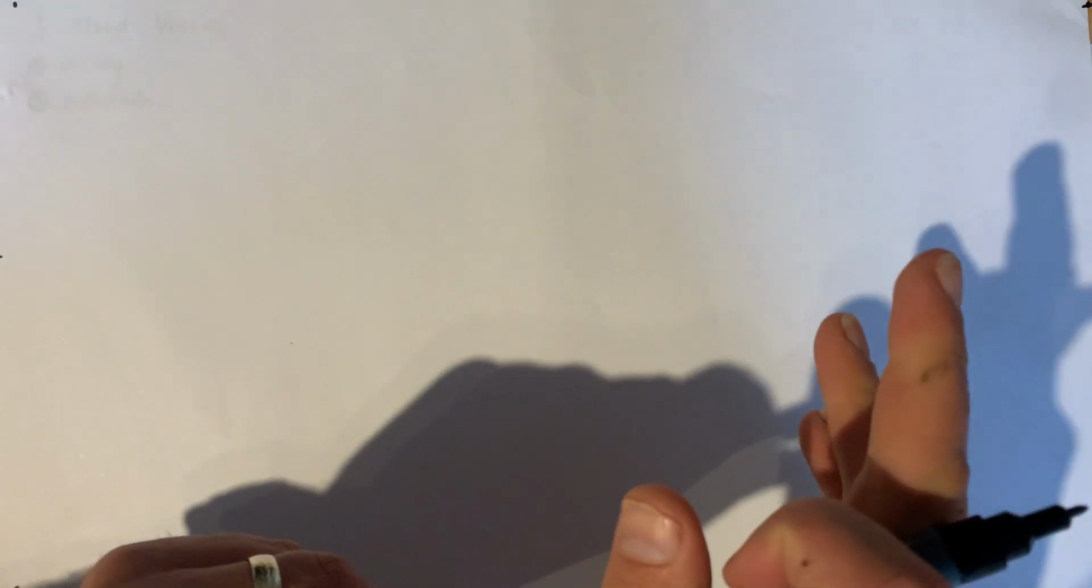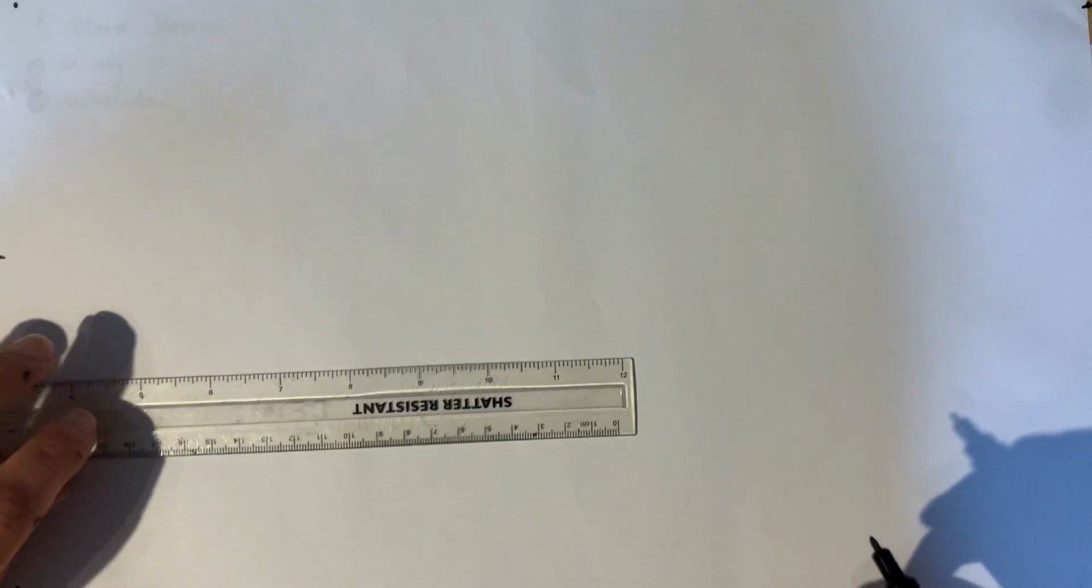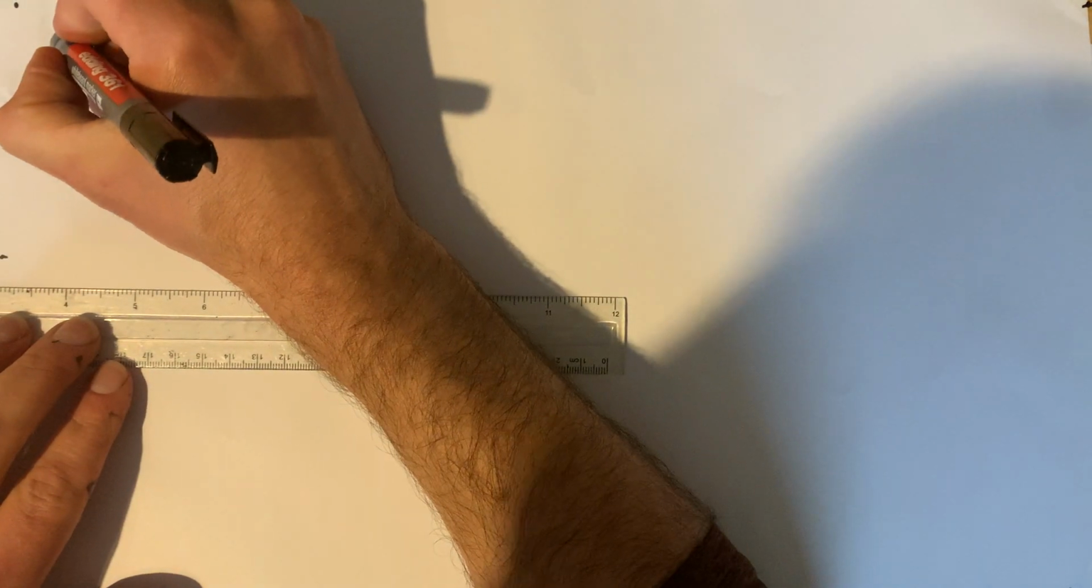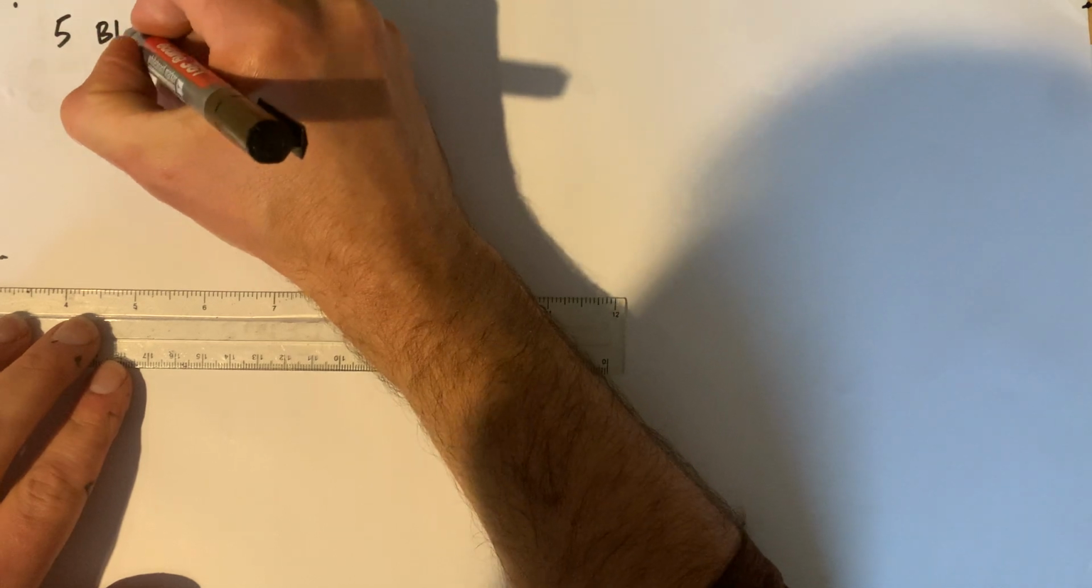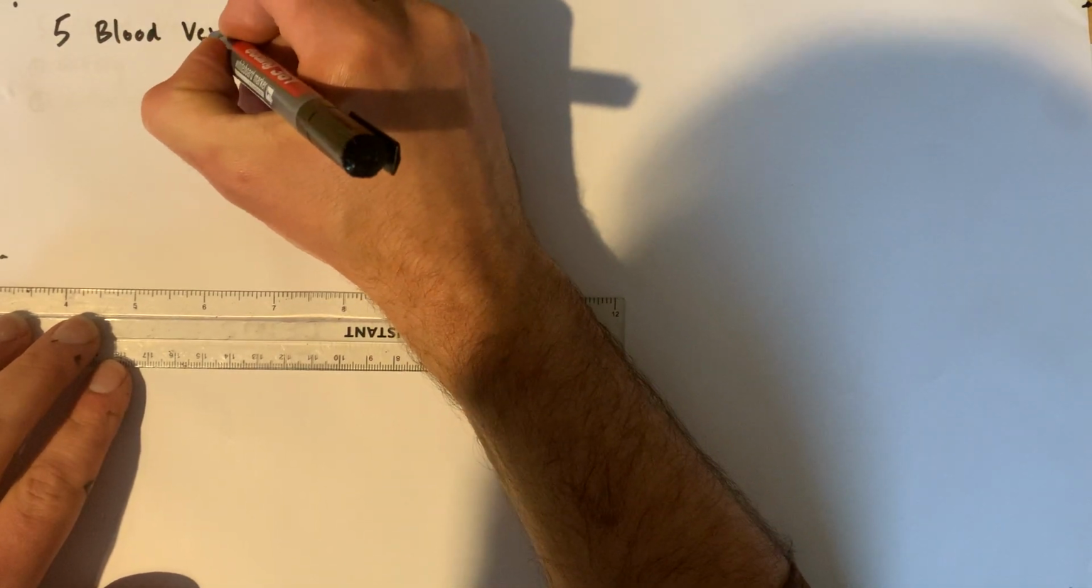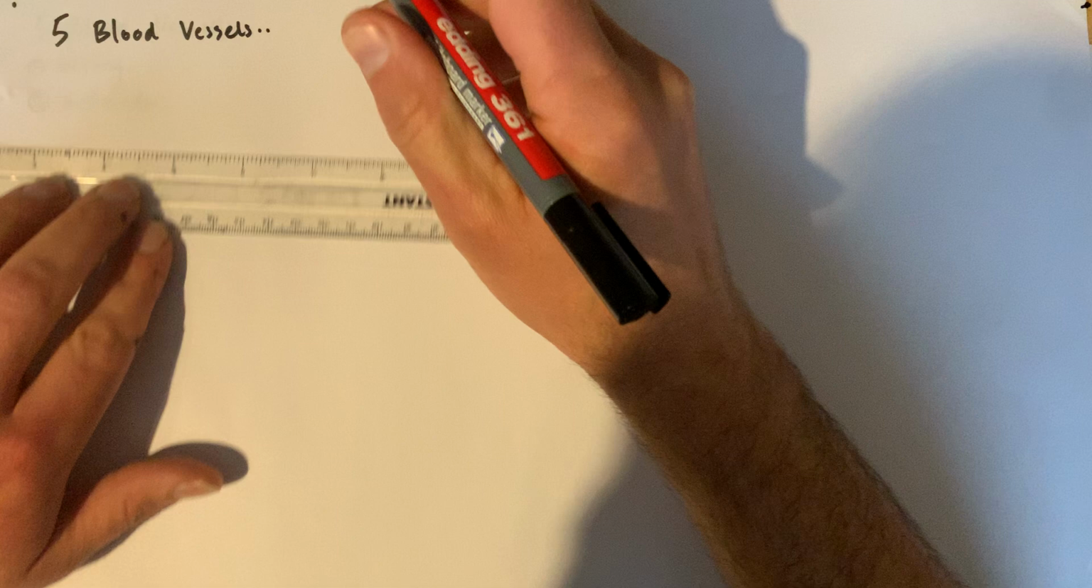Okay guys, in this video we're going to talk about the 5 different types of blood vessels, and then we'll talk about tissue fluid formation. And if we start with the 5 blood vessels, we're going to start with the arteries.